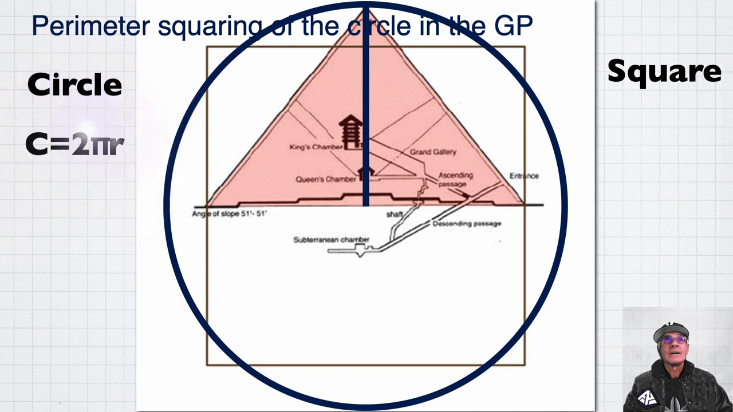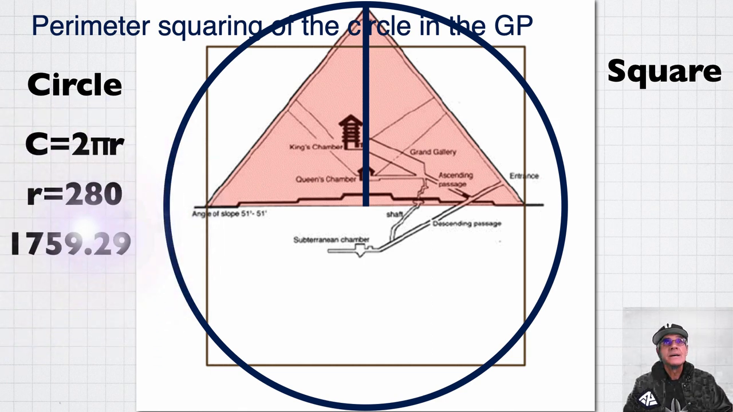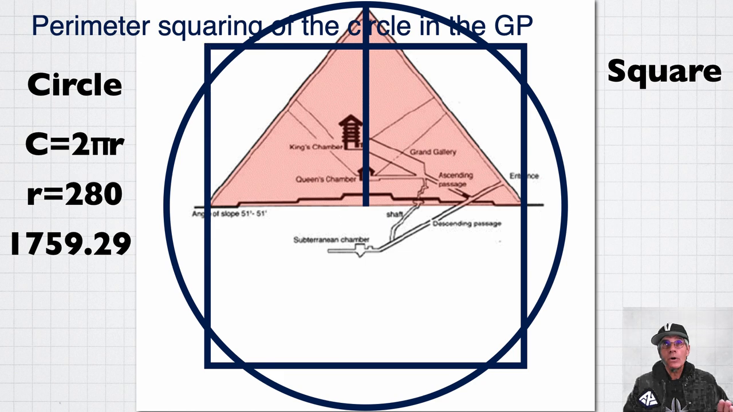Okay, then the formula for the circumference equals 2 pi r. And since we've got a radius of 280, the circumference would be 1759.29. Okay, now let's look at the square. Notice the square is the base of the Great Pyramid. You can see this square touches the two sides. So this is the practical squaring of the circle. You take a square whose base is the size of the Great Pyramid, and then take a circle whose radius is the height of the Great Pyramid.